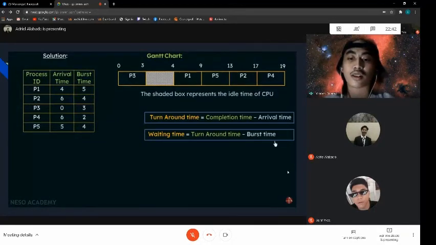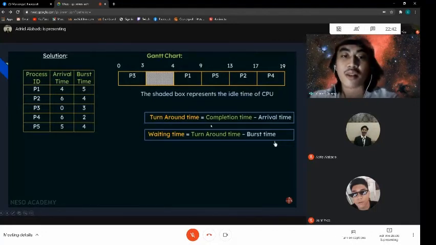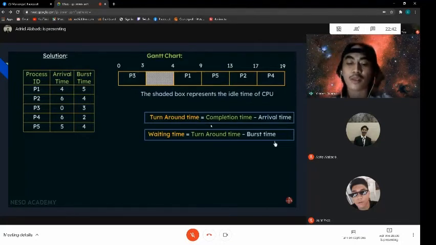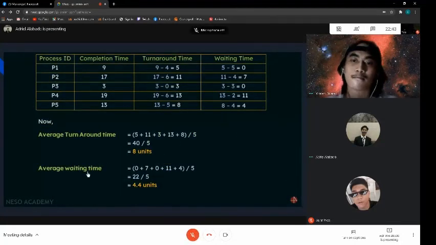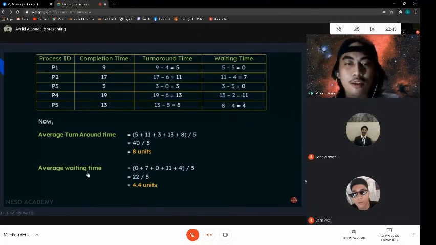Now we will calculate the average waiting time and average turnaround time. This is the formula for turnaround time: completion time minus arrival time. The formula for waiting time is turnaround time minus burst time. Now this is the complete table of the turnaround time and waiting time.